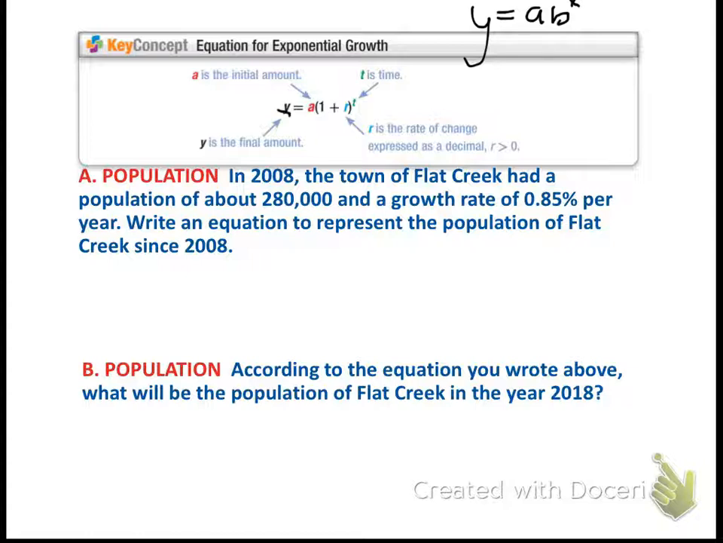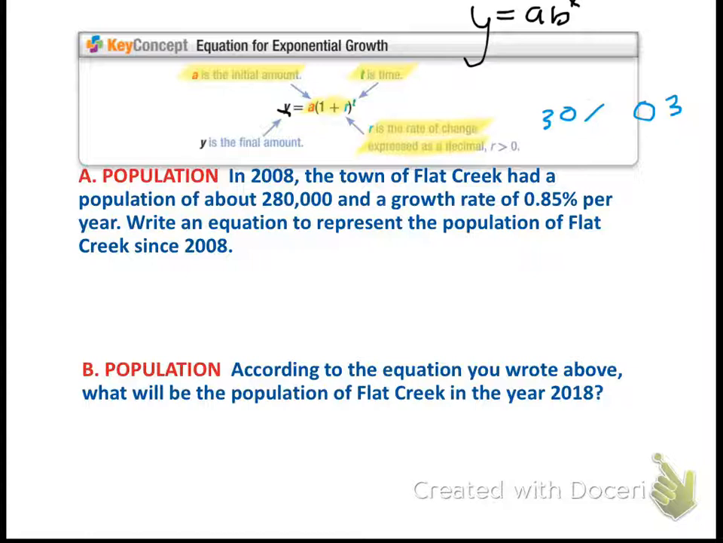So we got y equals a, and a in this case is the initial amount, times, and our b is 1 plus r, and r is the rate of change expressed as a decimal. So, for example, a rate of change could be 30%, but expressed as a decimal would be 0.3. Okay, so that's the rate of change, and then we add 1 because it's growth. And then we've got the exponent, in this case is t, representing time. Okay, so that formula you're going to want to write down and you're going to have handy.